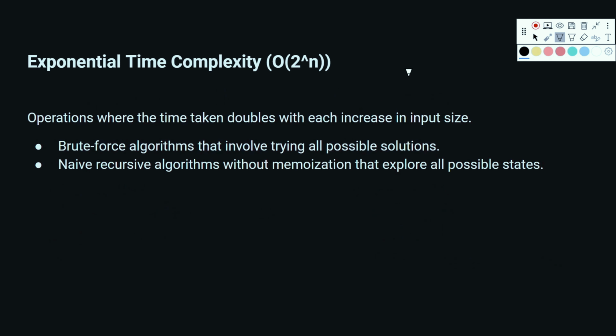Let us move on. Now this is basically an exponential time complexity, and this is something which we should often ignore, because the time complexity gradually increases a lot. Okay, so this is something you should be ignoring. It is used in many brute force algorithms that involve trying all the possible solutions. Then we have naive recursion algorithms without memoization, so this is something which is basically used there.